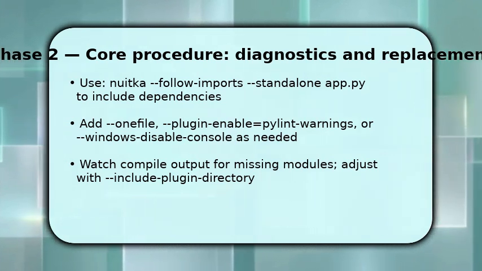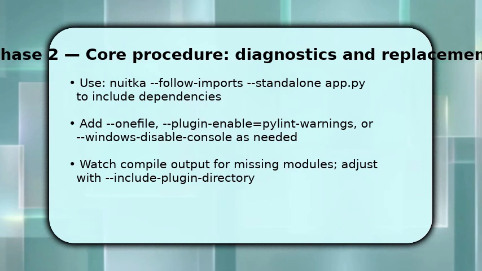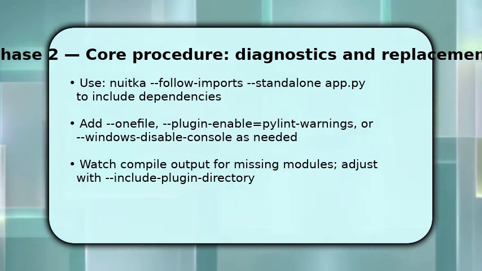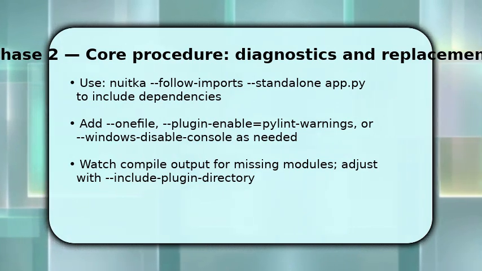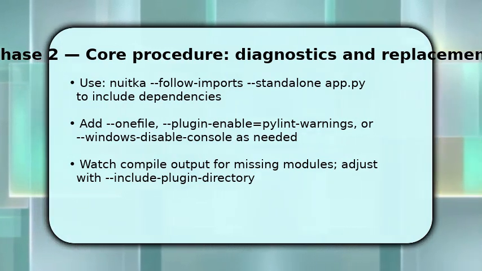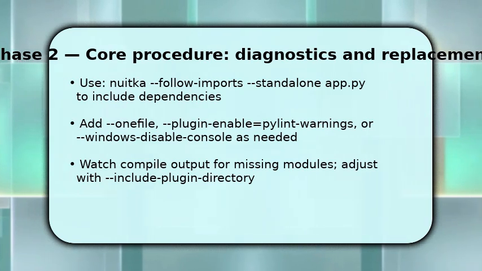Make sure to read the terminal output. Nuitka reports missing modules or linker errors. If a module is skipped, add explicit include flags or plugin directories. Then rebuild. This middle stage resolves dependency and linker issues.